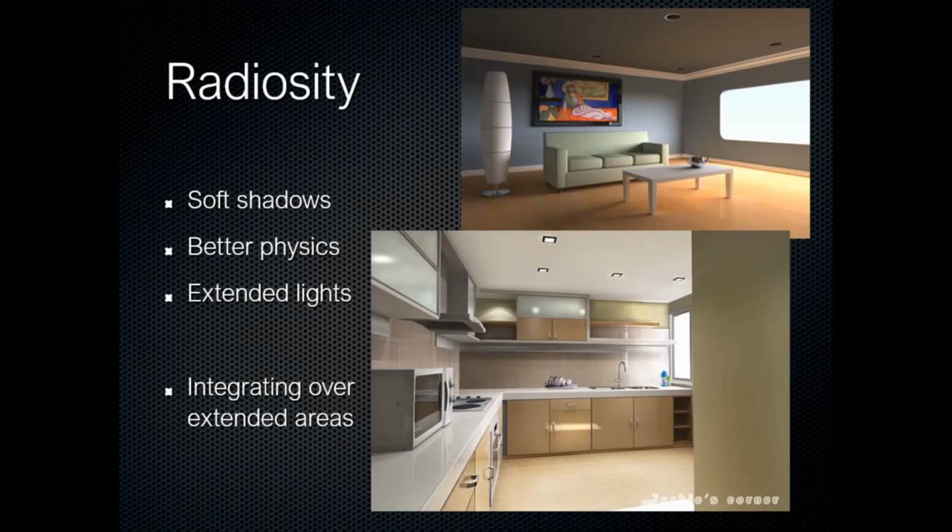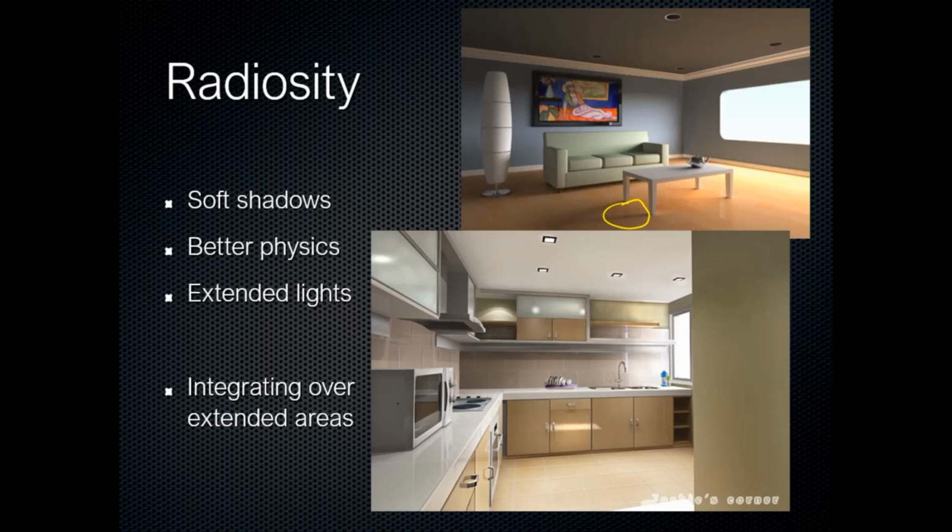Radiosity is a different method that accounts for global illumination. When you see radiosity, you're more likely to see soft shadows. So we have shadows here that are very soft, because radiosity is accounting for more paths, and more paths means you get more paths around an object, and therefore the shadow is a little bit softer.